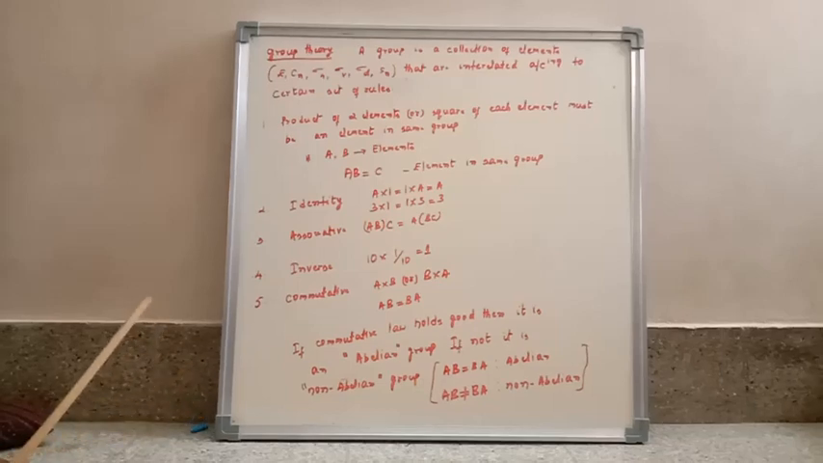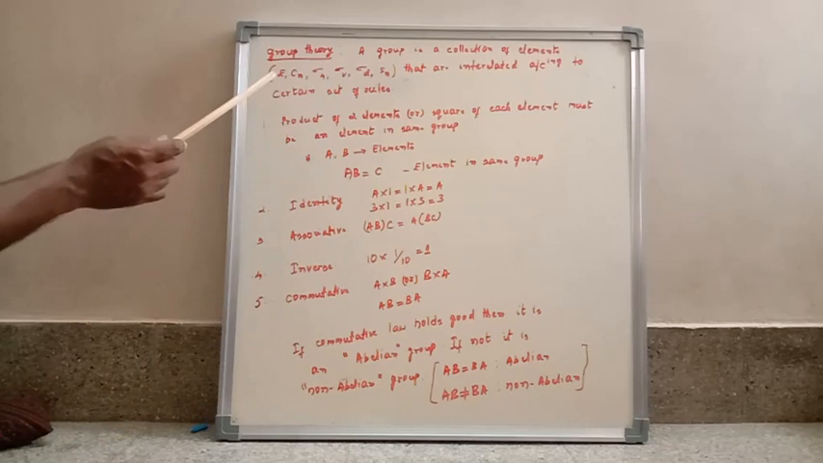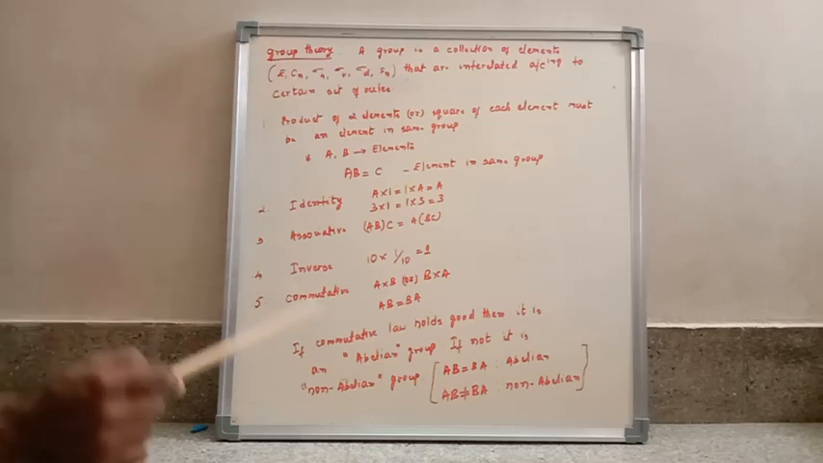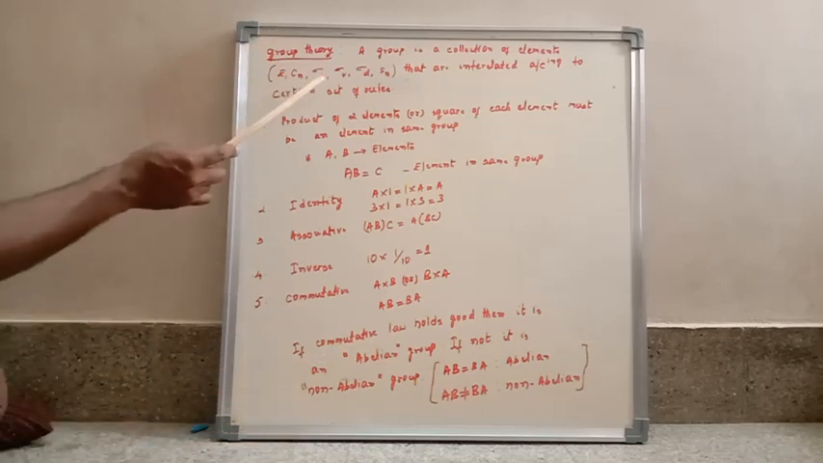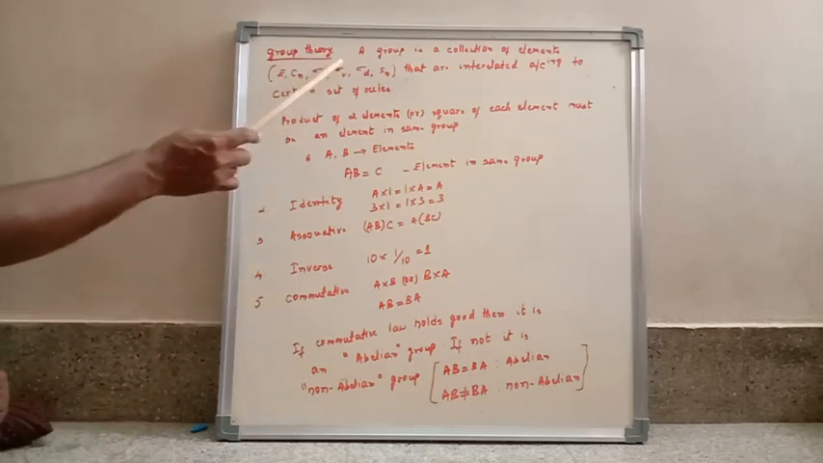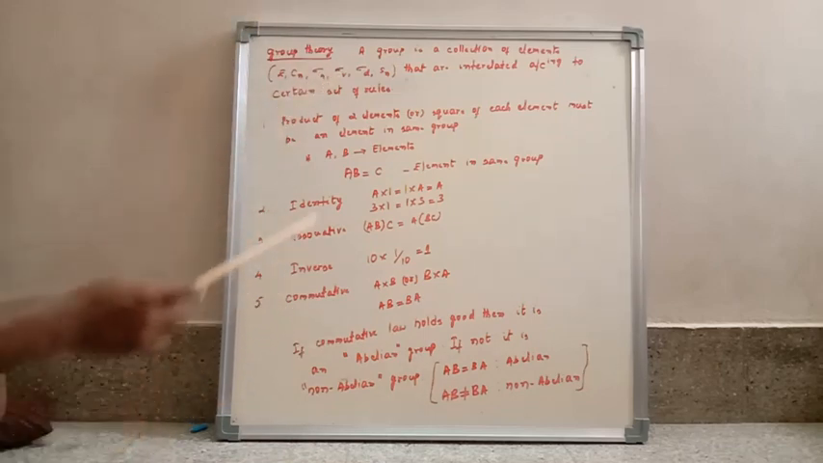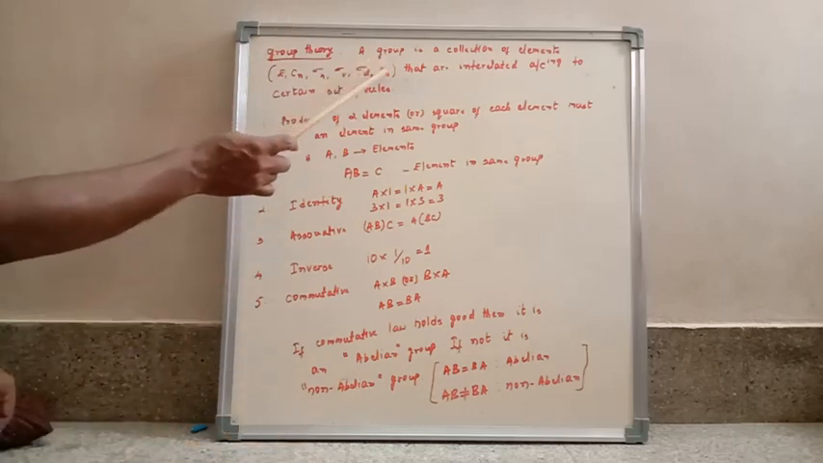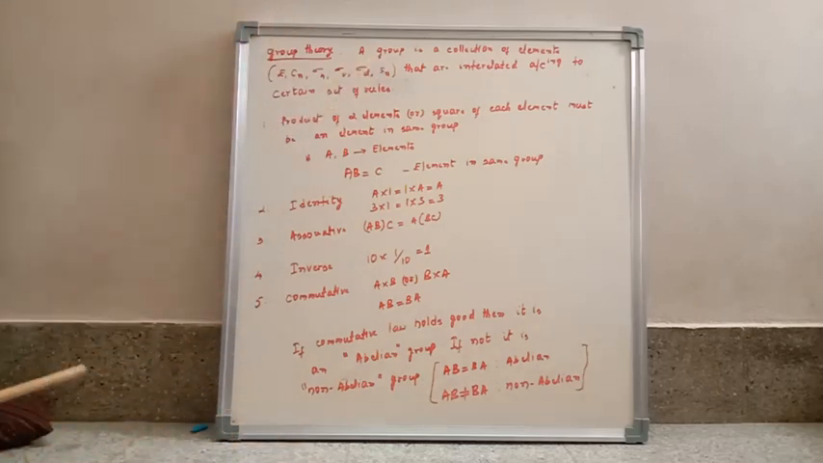Group theory is a collection of elements. What are the elements of symmetry? E is the identity element of symmetry. Cn is a rotational axis. Sigma h is a horizontal plane of symmetry. Sigma v is a vertical plane of symmetry. Sigma d is a dihedral plane of symmetry. Sn is a rotation-reflection axis of symmetry.